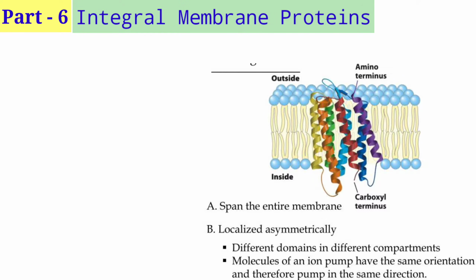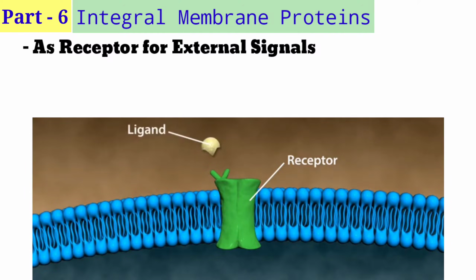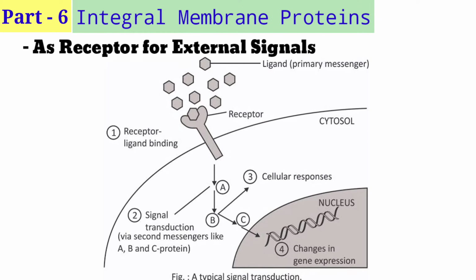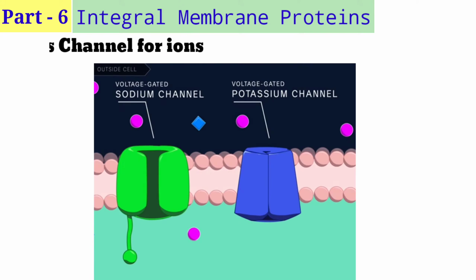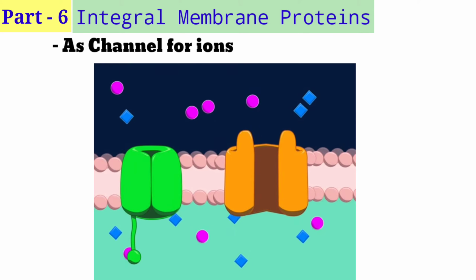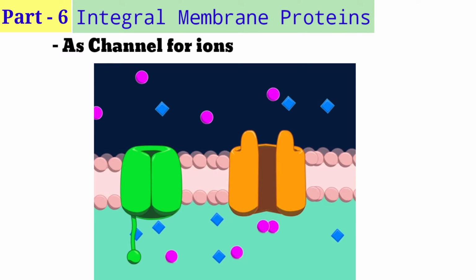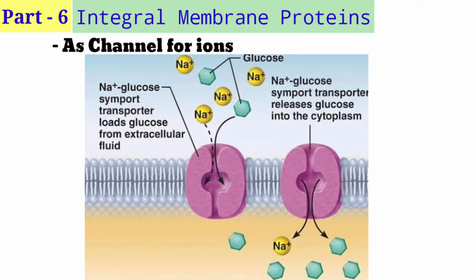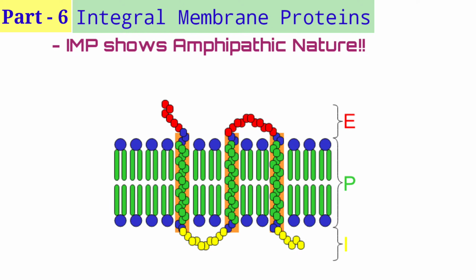Most integral membrane proteins work either as receptors for a ligand. Ligand means an external signal or external molecule which is inducing the cell to show its response. Or the integral membrane protein can act as a channel or as a transporter, either channel or transporter performing ion movement across the membrane, or water movement, or movement of various other molecules such as glucose. But these integral membrane proteins, like phospholipids, show amphipathic nature.